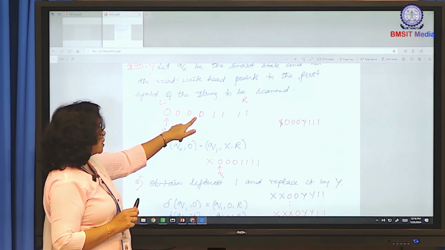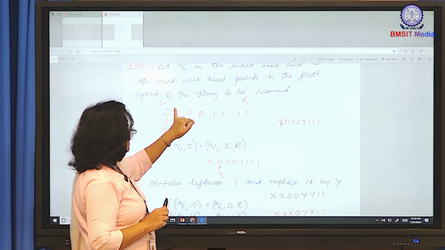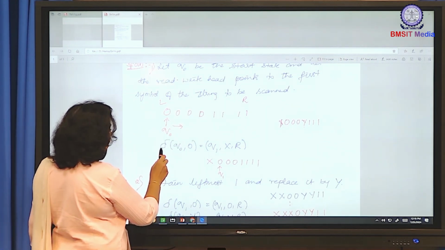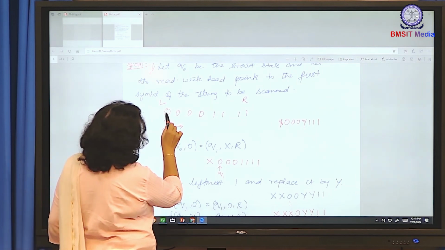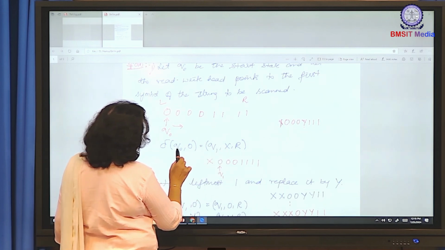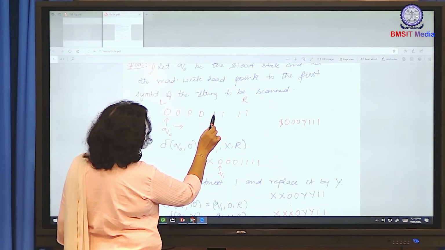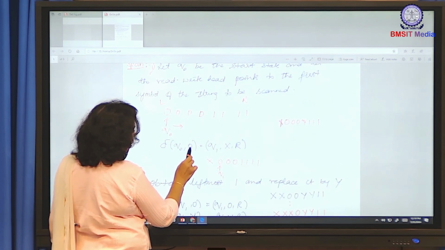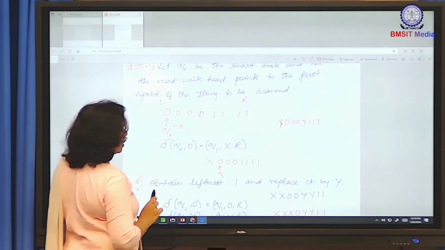Initially, I have 4 zeros followed by 4 ones. So this is left, this is right. I am in state Q0. So the first transition is delta of Q0 on 0. When I see the first 0, I replace that 0 by x, change the state to Q1 and I have to go to the right to find 1. So delta of Q0 on 0 equal to Q1 comma x comma R.